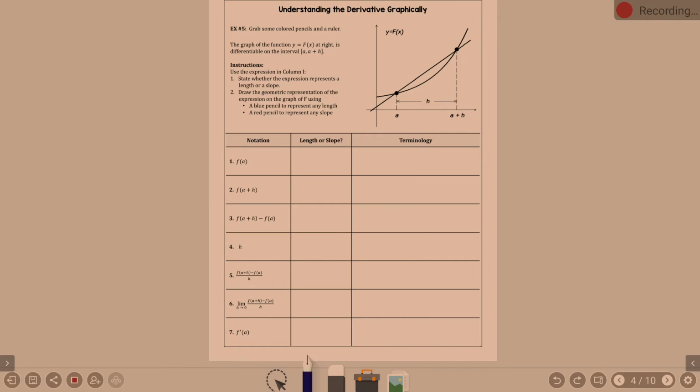Okay. Grab some colored pencils and a ruler, depending on how straight you want your straight lines to be. Hey, will you give me a ruler? Yeah, me too. Okay.